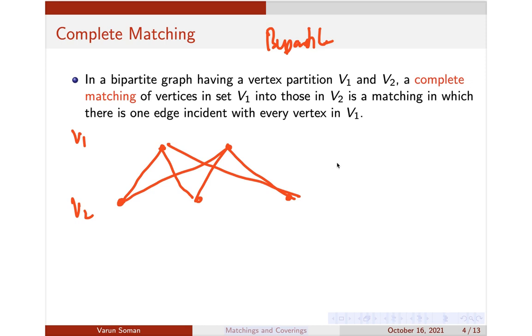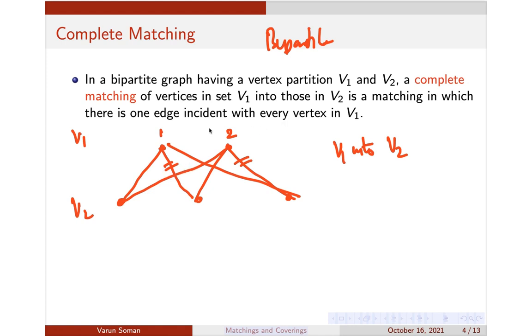A complete matching is a matching from V1 into V2. So this order is important. A complete matching from V1 into V2 is a set of edges in which every vertex of V1 has become adjacent to an edge. For example, if I am taking this edge and this edge here, you can see that both the vertices of V1, not vertices of both, just V1. So suppose this is the vertex 1 here, vertex 2 here. So both of these vertices are present in this matching. Both of these vertices are endpoints of some edges in the matching.